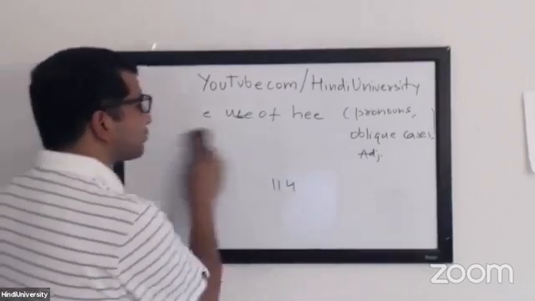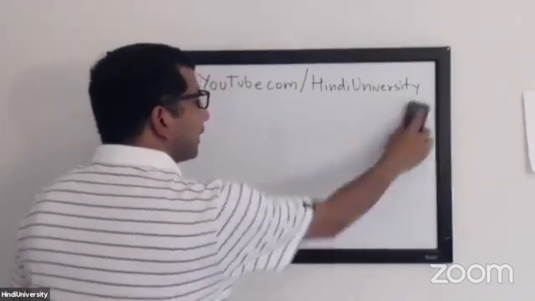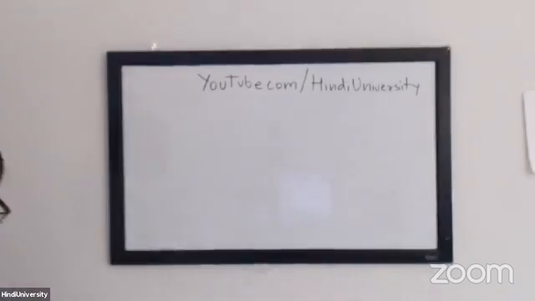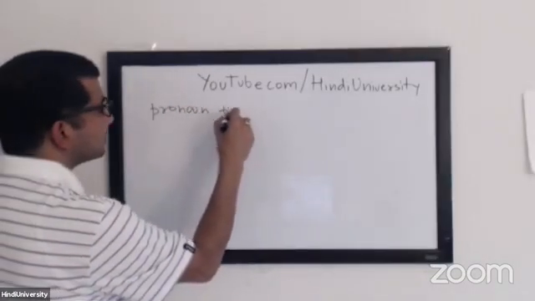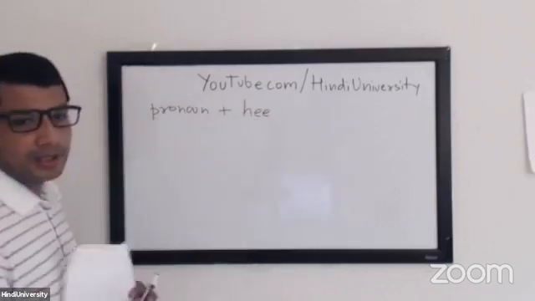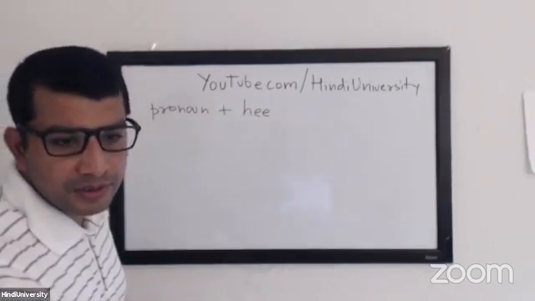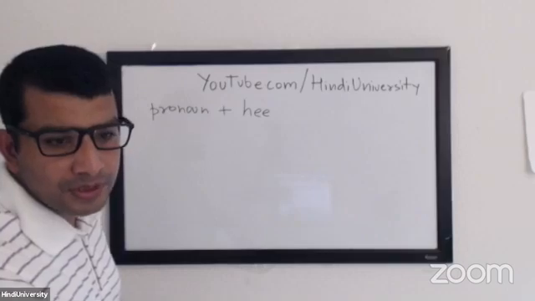You saw the quick refresher of he. I hope everyone follows that. Now let's do how to use he with the oblique cases. Some background noise, so if you can mute yourselves, that'll be really great. Let's do the first part, which is pronoun plus he. Let me just make sure that everyone is muted.